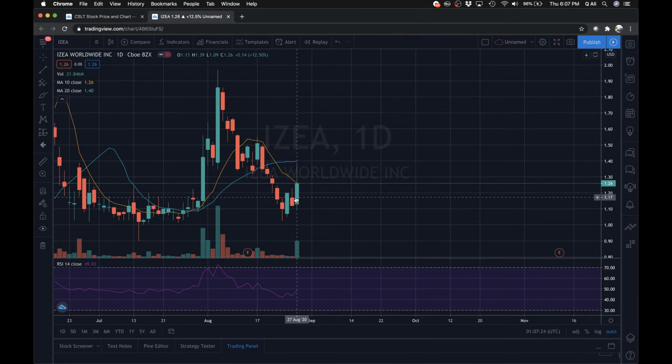These two lines represent the 10 and the 20-day moving average. That blue line is the 20-day moving average. At the highest point of the day, which is the top part of this wick, the stock got rejected at $1.40 and got pushed back down to close just below the 10-day moving average.